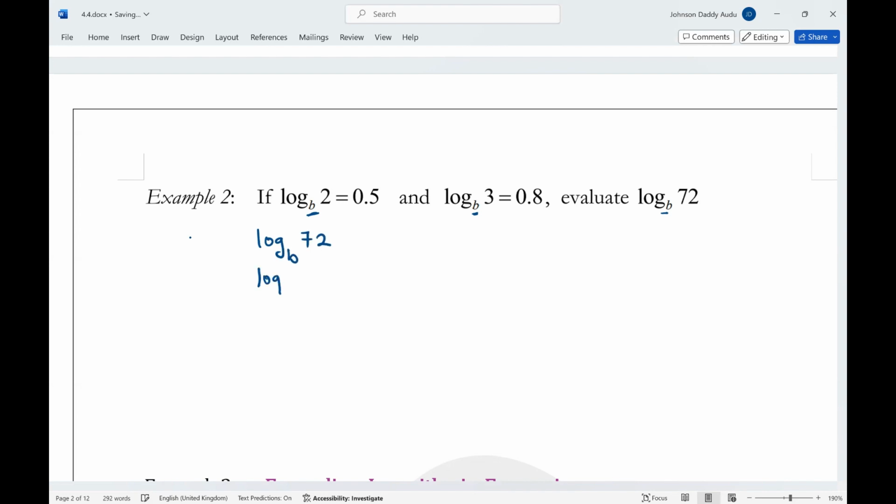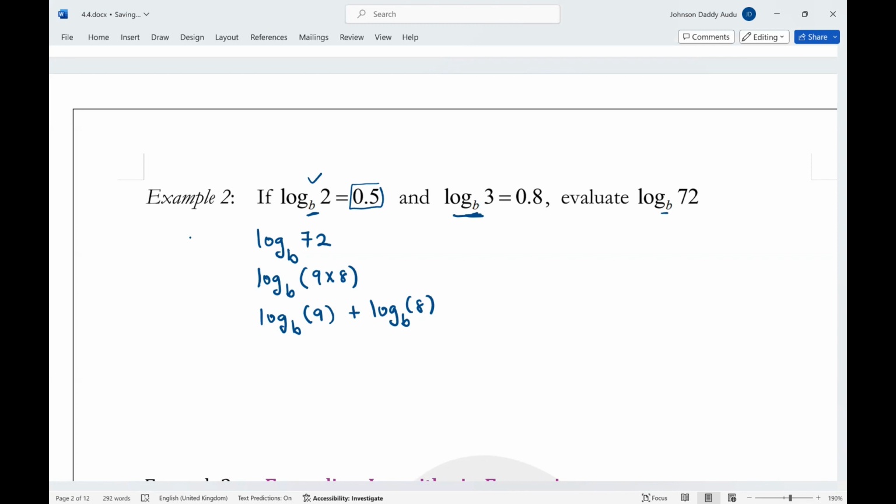This we can split as log to base b, but we know 72 we can write as 9 times 8. So this is going to be log to base b of 9 plus log to base b of 8. So we just use one of the laws: we change multiplication to addition. Now we have to look at the target. What is our target? We have log to base b of 2 and log to base b of 3. Anytime we see log to base b of 2, we replace it by 0.5. And anytime we see log to base b of 3, we replace it by 0.8.